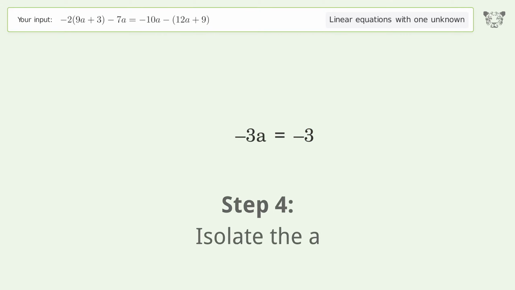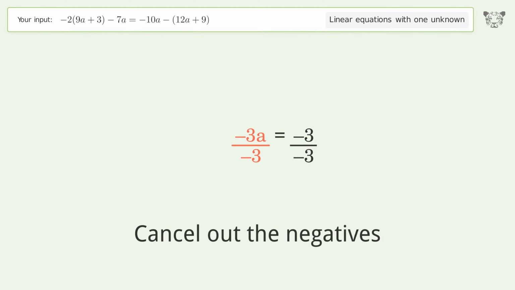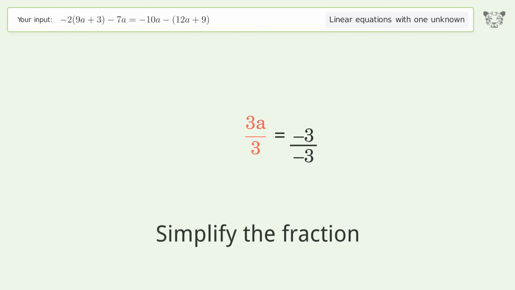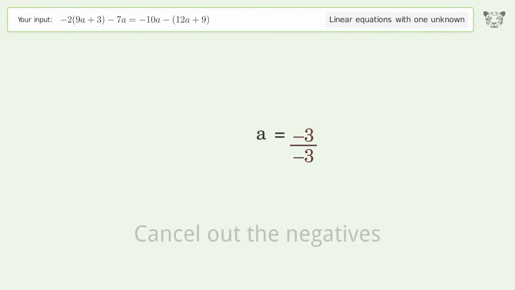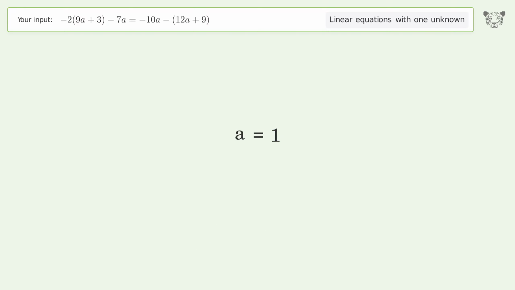Isolate the a. Divide both sides by -3. Cancel out the negatives. Simplify the fraction. Cancel out the negatives. Simplify the fraction. And so the final result is a equals 1.